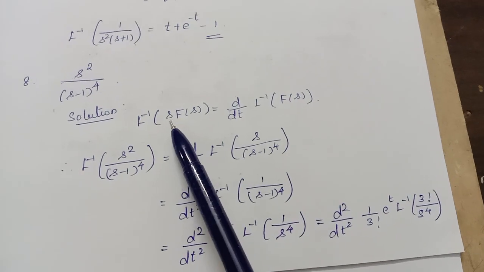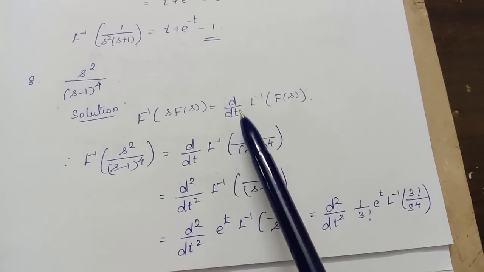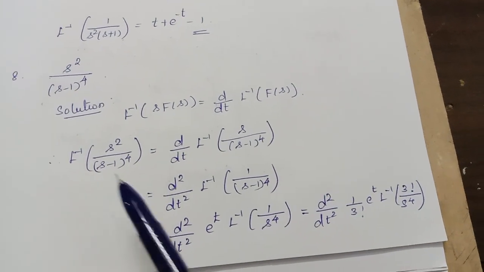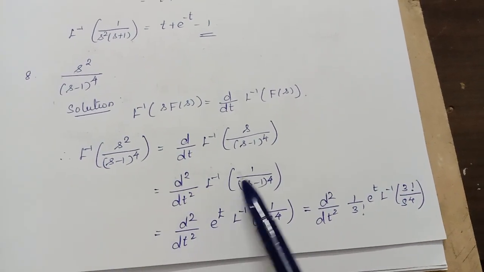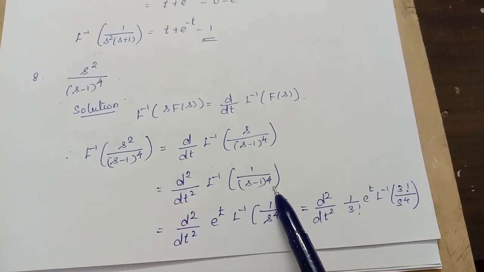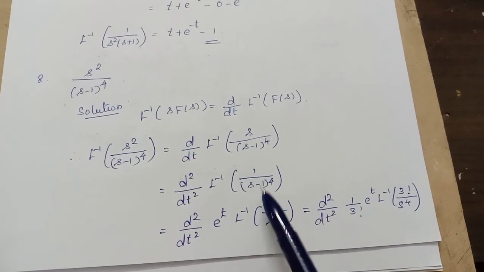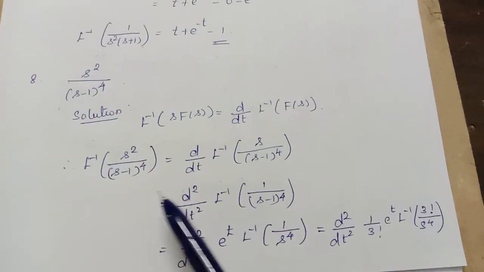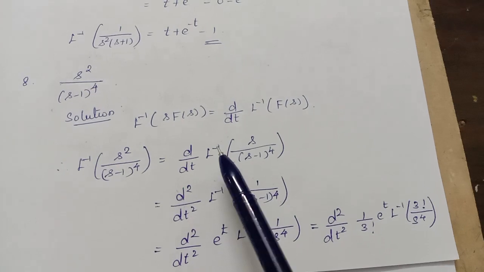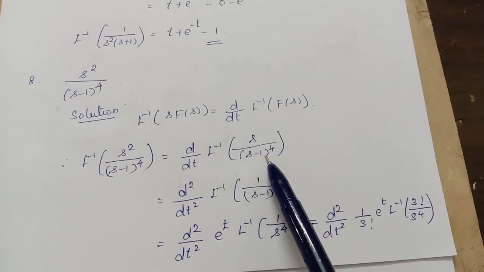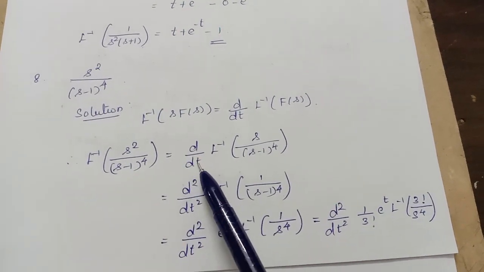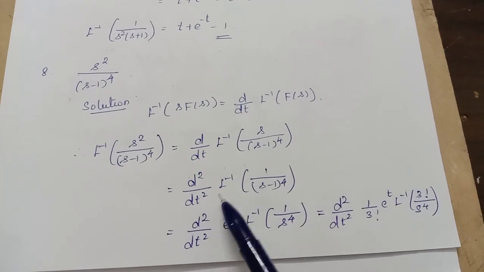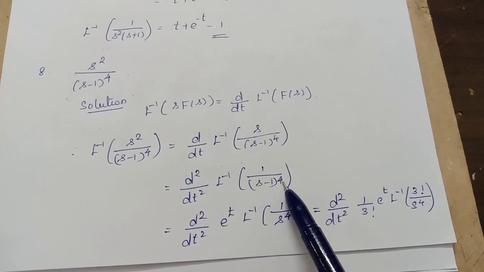Otherwise, if you have s in the numerator, it is nothing but differentiation, d by dt of L inverse of f of s. Since you are having s square here, it will be d square by dt square of L inverse of 1 by (s minus 1) the whole power 4. Either you can do it in this way, or add and subtract 1. Let me explain first in this way. d by dt of L inverse of s by (s minus 1) the whole power 4. One s I have removed by putting this d by dt. The other s can also be removed by one more differentiation. So d square by dt square of L inverse of 1 by (s minus 1) the whole power 4.